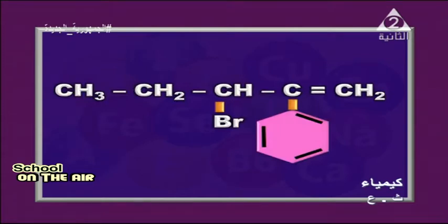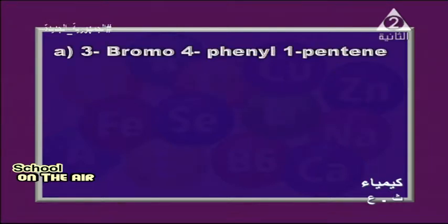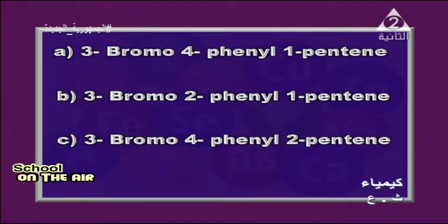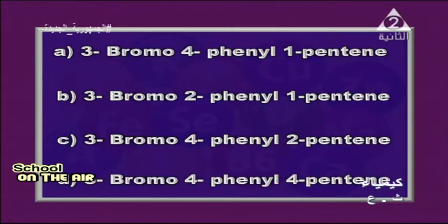Another example here, if you look at this molecule and number the carbon atoms starting nearest to the unsaturation, is its name 3-bromo-phenyl-1-pentene, or 3-bromo-2-phenyl-1-pentene, or 3-bromo-2-phenyl-4-phenyl-2-pentene, or 3-bromo-4-phenyl-2-pentene? The right answer here will be 3-bromo-2-phenyl-1-pentene.